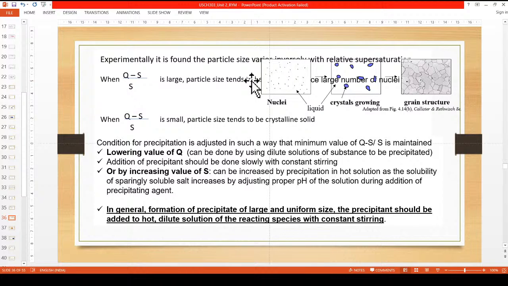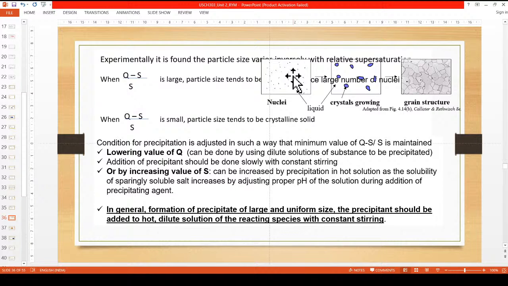So if you are adding precipitating agent very fast, large number of nuclei will form. Okay, so number of nuclei is more, in that case, therefore your precipitate will be amorphous. क्योंकि उसका ग्रोथ ही नहीं हुआ तो वो छोटू पार्टिकल साइज रहेगा, is your amorphous powder.